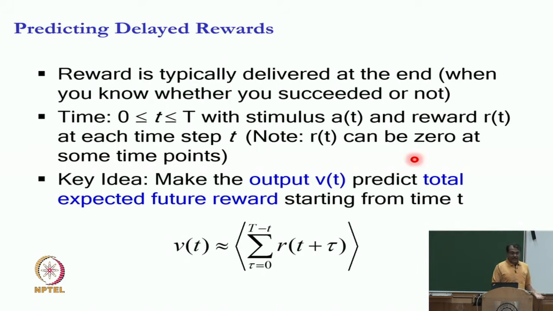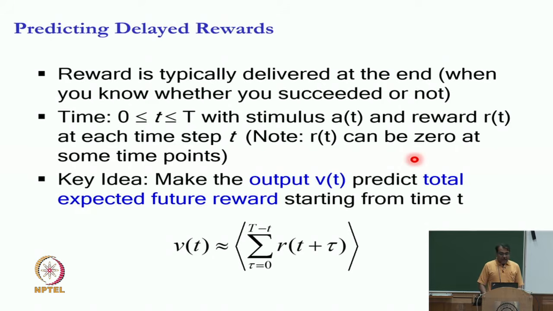So, this is the experiment predicting delayed rewards. Reward is typically delivered at the end when you know whether you succeed or not. So, that is the food. Now, we will work from 0 to capital T. Let us say we give stimulus A_T and give reward R_T. So, stimulus is the bell and reward is the food. Okay.